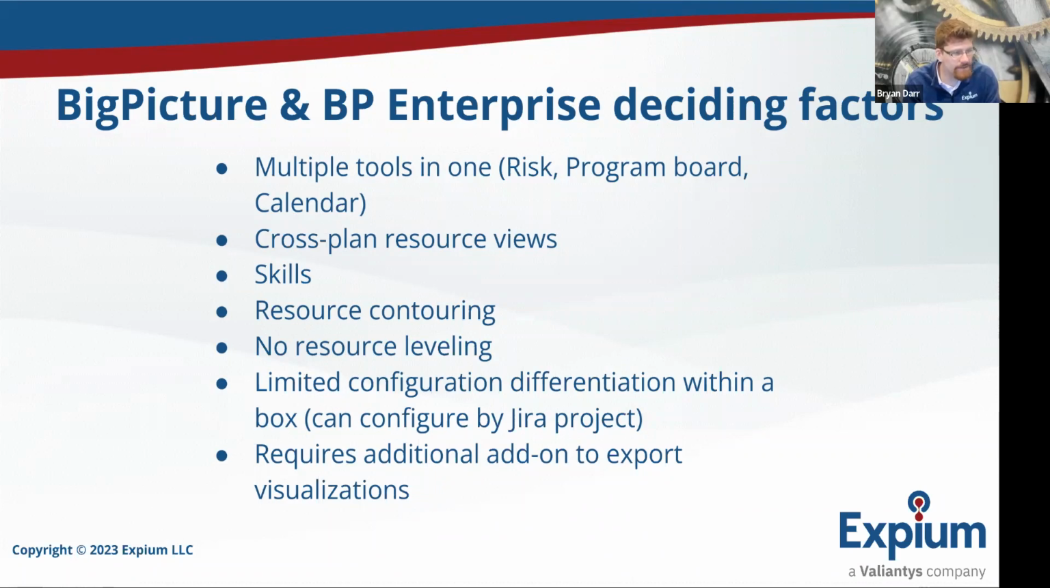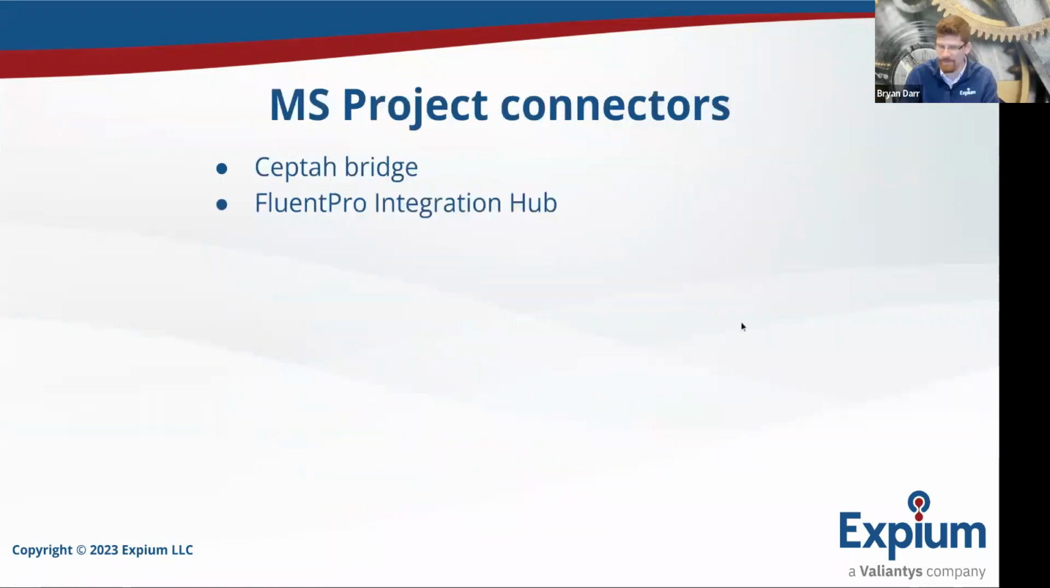You have limited configuration differentiation within a box, and so I'm not a huge fan of that. You can only configure project by project within a box and not JQL query by JQL query. And this also requires an additional add-on to export visualizations. All right, moving right along.